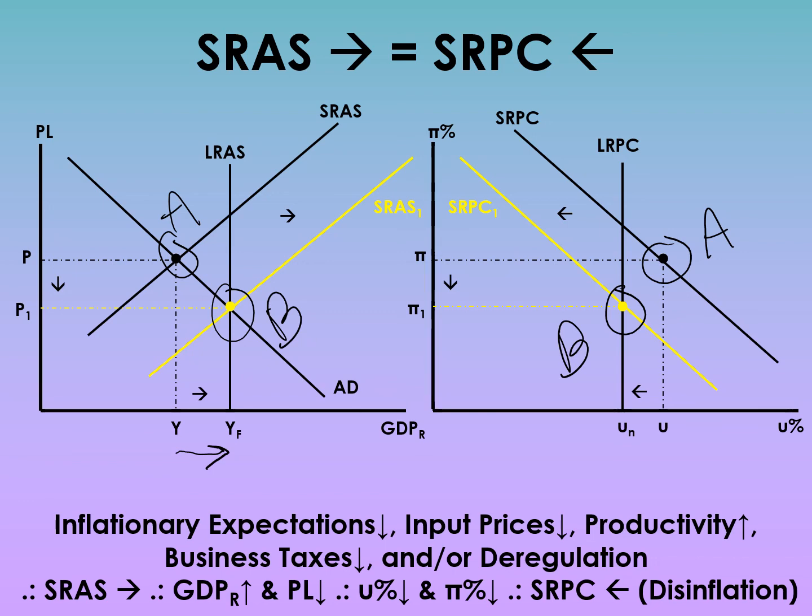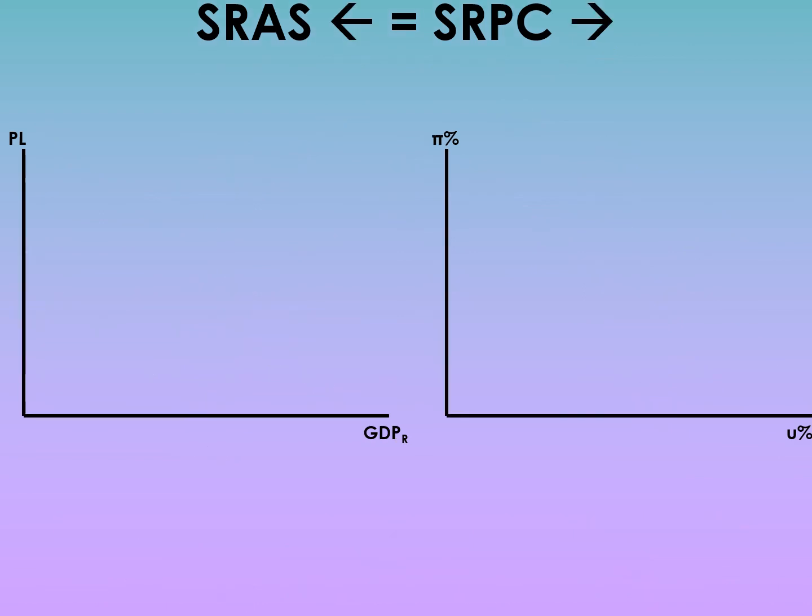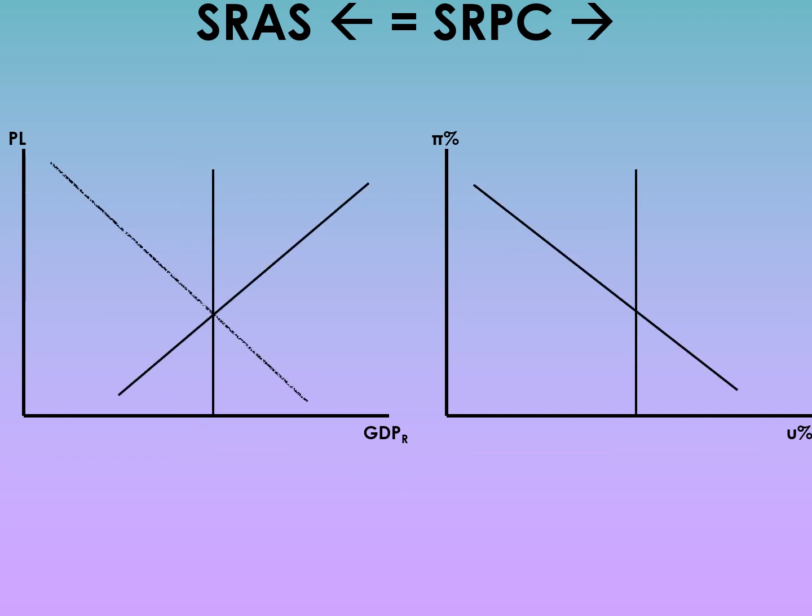If any of those things change, that's when you shift your short-run Phillips curve, okay? Now, if SRAS goes to the left, then you guessed it, the short-run Phillips curve is going to go to the right. So if we start off in a situation like this where we're at equilibrium, and then all of a sudden we had a situation where some stagflation occurred.